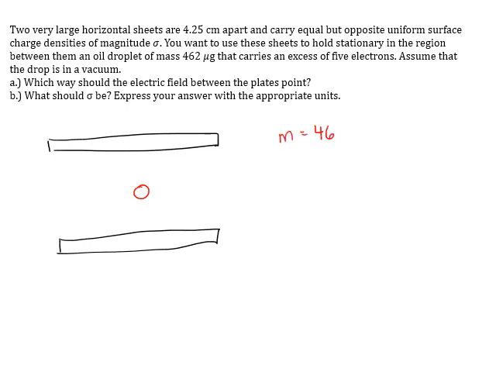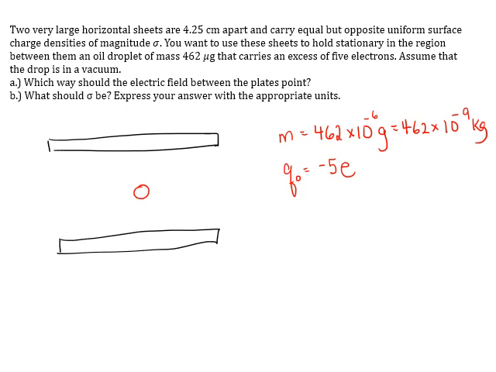Mass is 462 micrograms. That's 10 to the minus 6 grams. Remember, a gram is 1,000th of a kilogram. So the mass is 462 times 10 to the minus 9 kilograms. It says that our oil droplet has an excess of 5 electrons. That's telling us that the charge of the oil droplet is equal to minus 5 times the fundamental charge, e, 1.6 times 10 to the minus 19. Assume that the drop is in a vacuum.